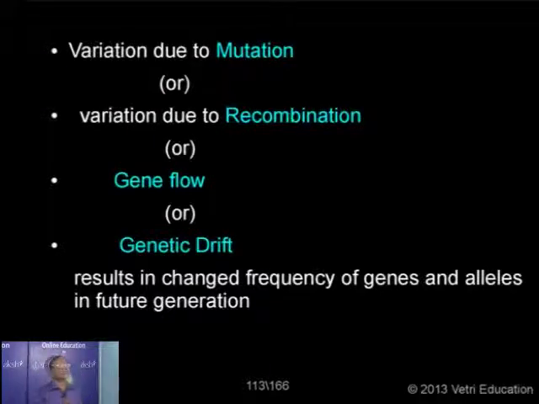Now, I mentioned already, variation occurs due to mutation, or due to the normal process of recombination, or gene flow or genetic drift. So if you have these factors in a population, then you have change in gene frequencies and also allelic frequencies. Because change occurs in the present generation, that is passed on to the next generation. So because of variation in mutations, recombination, gene flow or genetic drift, there is a change in allelic frequency that will result in the next or future generation.